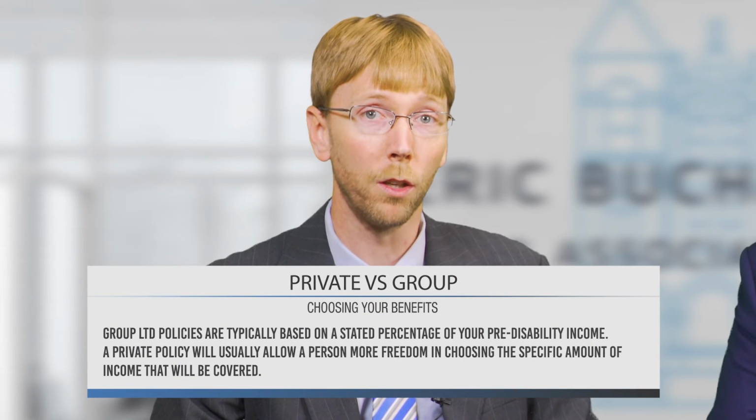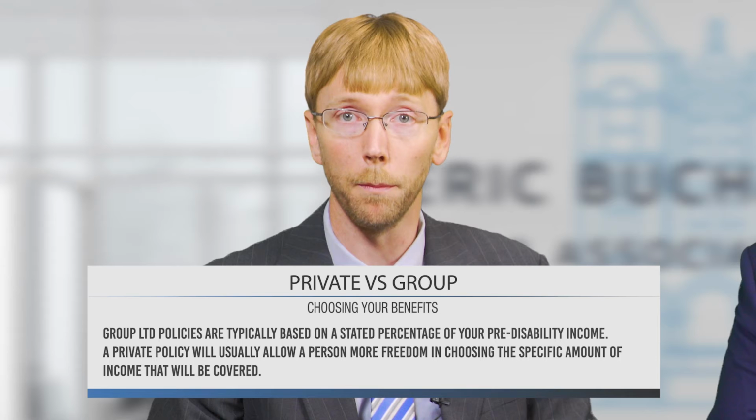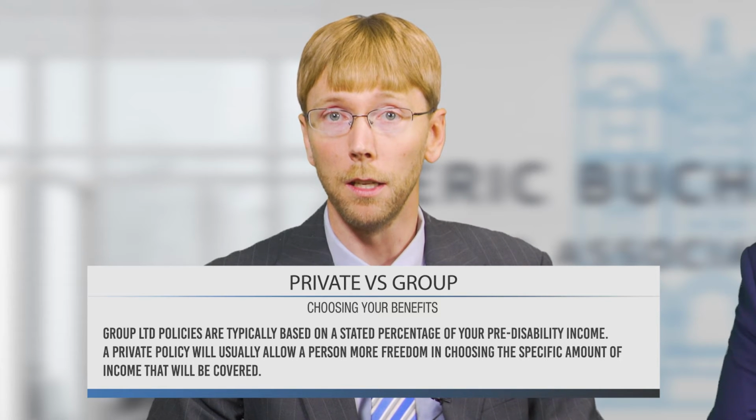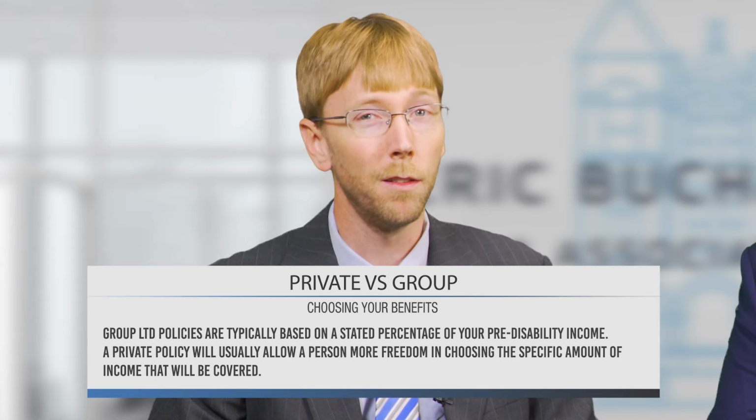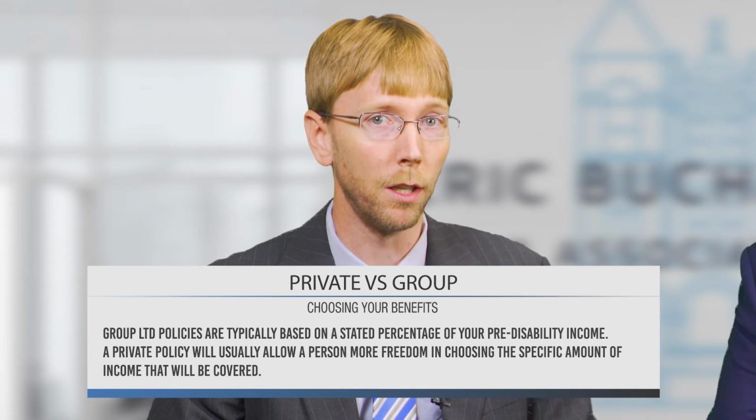Some of the interesting features that you can get that are different are that a group policy is almost always going to be based on a percentage of your income. On the other hand, the individual policy is something where you're going to ask for, really most of the time, a very specific amount of insurance. So you might go and get a policy that pays for $2,000 a month, $10,000 a month, $30,000 a month, but it's a specific number as opposed to 60% of what you were making before you became disabled, which is kind of typical for a group policy.